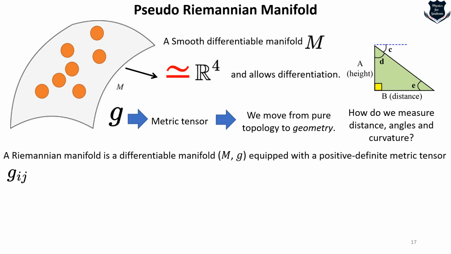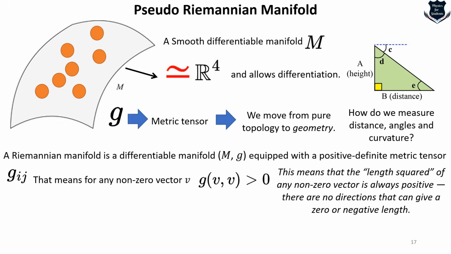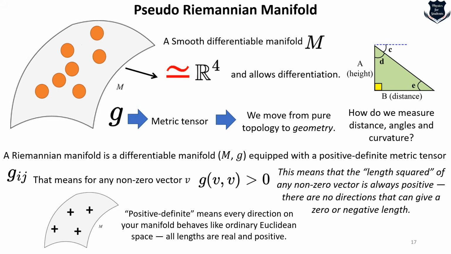So we can say from here that a Riemannian manifold is basically a differentiable manifold just like that, but it has a tensor component, (M, g). It is equipped with a positive definite metric tensor, which is g_ij. Positive means that this would be greater than 0. So if I square the length of any non-zero vector, it is always positive. Obviously negative squared, whatever it comes, is positive. So there are no directions that can actually give a 0 or a negative length. That is terribly important. So if I take this kind of manifold, all those areas which are moving this way, this way, this way, or that way, it is always positive definite.